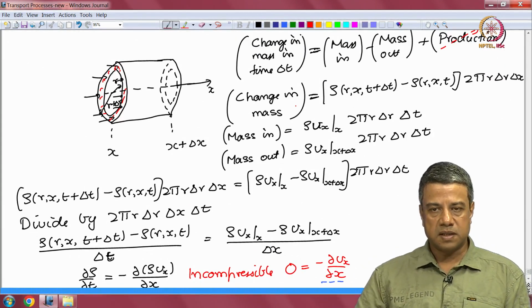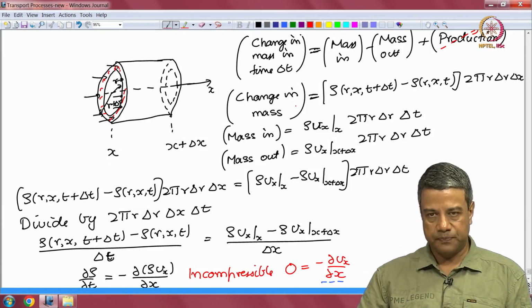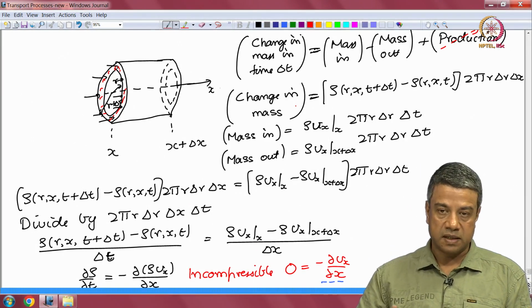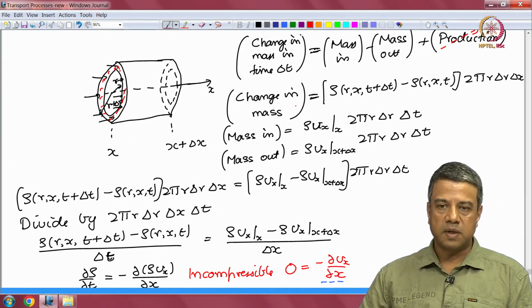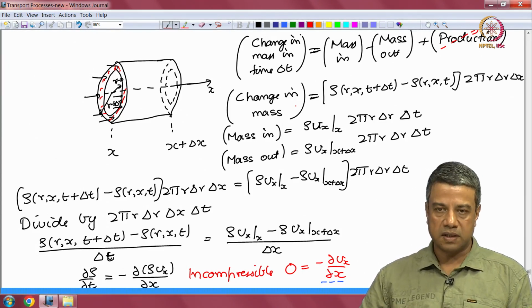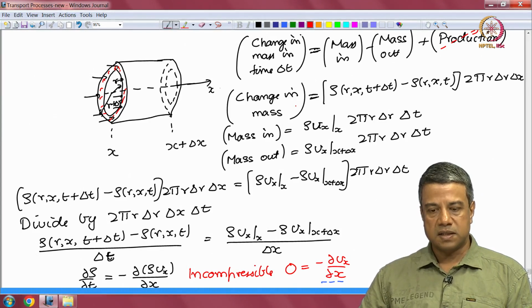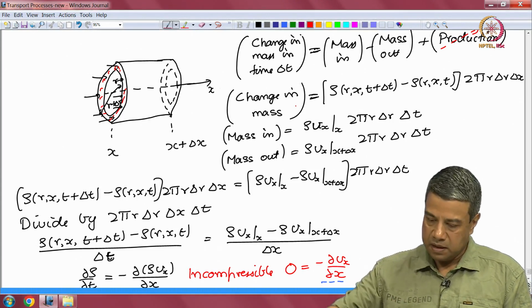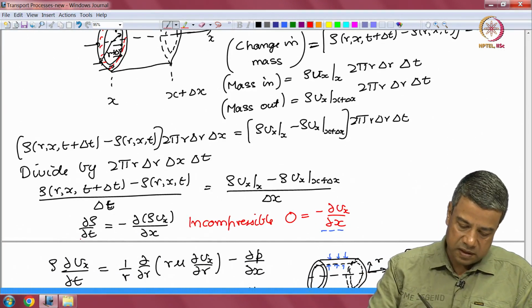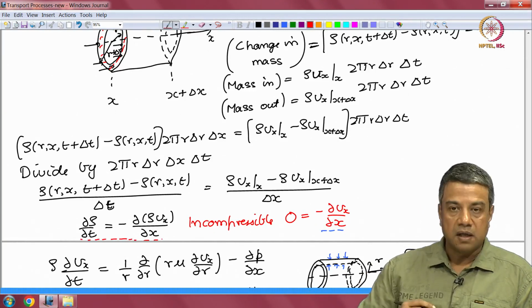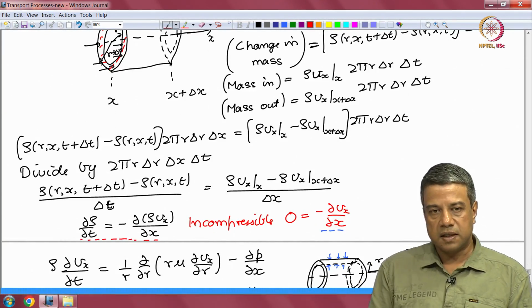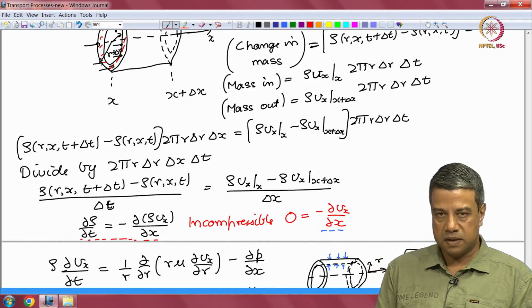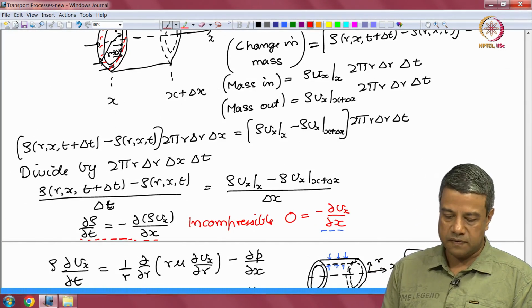If you take the change in mass equal to mass in minus mass out at the locations x and x plus delta x, because the velocity is only in the x direction, the change in mass is related to the change in density within that differential volume. Mass in and mass out are related to the velocities at the surface at x and at x plus delta x. And we got the mass conservation condition here. Okay. If the flow is incompressible, then the change in density is equal to 0. So, that means that Vx is independent of x.